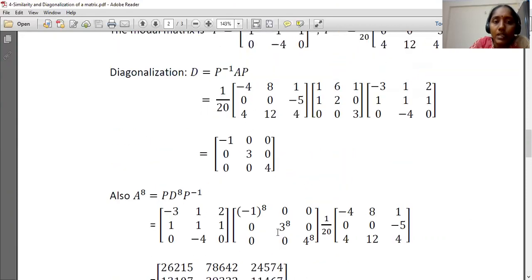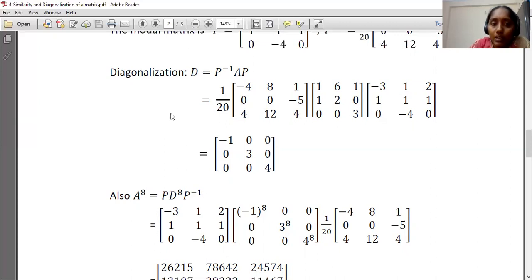Here D is equal to P inverse AP. What do we mean by A? Pre-multiply with P on both sides, then P into P inverse becomes I. After that, post-multiply by P inverse. That is, P inverse is equal to A into I. So A is equal to P inverse.